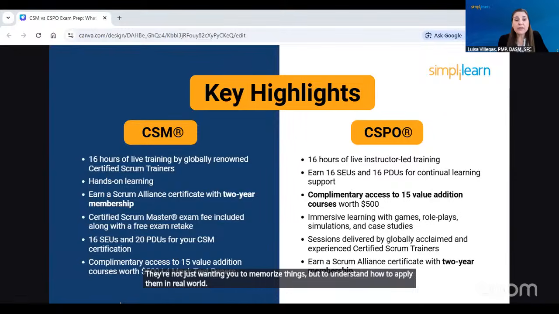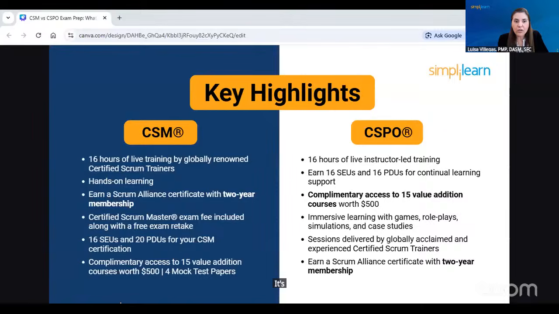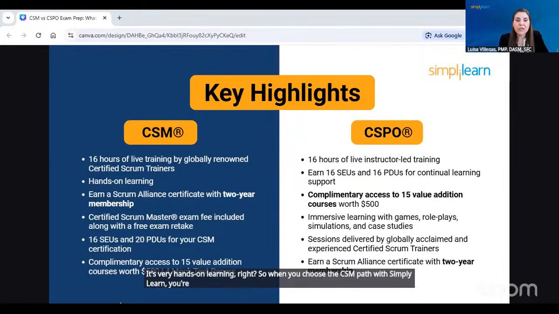So what Simplilearn is going to offer you for either one is 16 hours of live training by certified Scrum trainers, right? For the CSM. It's very hands-on learning, right? So when you choose the CSM path with Simplilearn, you're going to earn that Scrum Alliance certificate, and you're also going to receive a 2-year membership to Scrum Alliance, right? Your exam fee is included, and it includes one free exam retake.